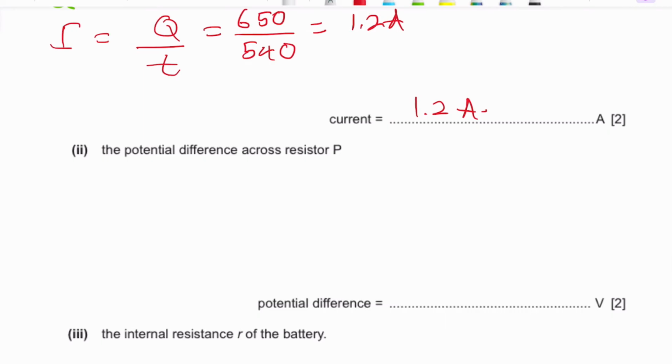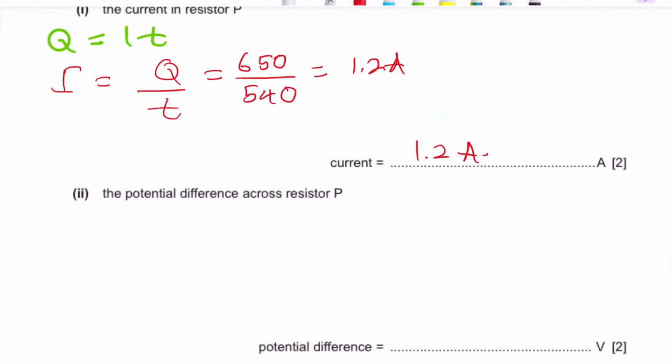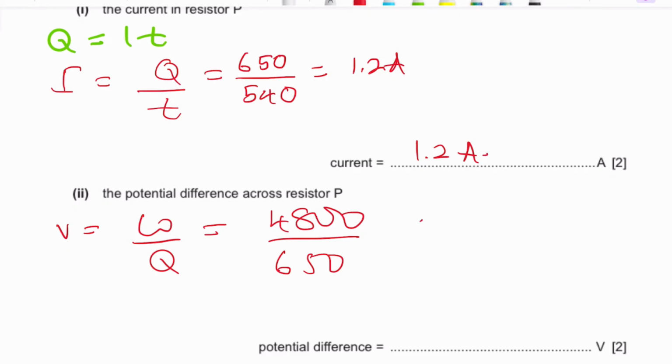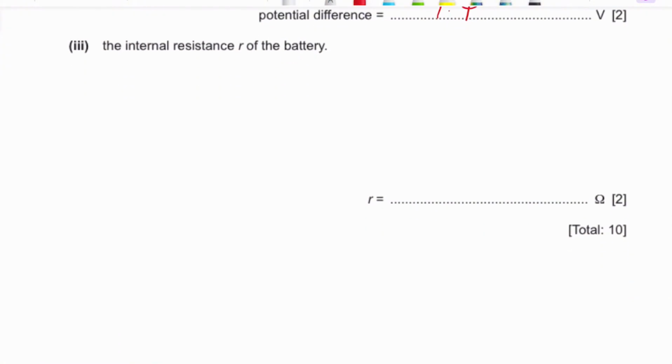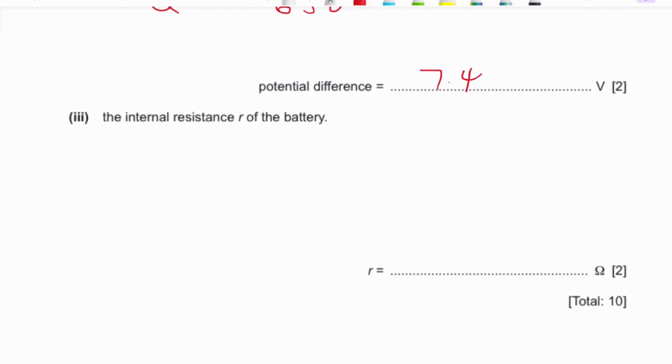The potential difference across resistor P. We know that voltage is actually the work done per unit charge. What work am I doing? 4,800. How much charge do I have? 650. So my voltage will be my work done per unit charge, 4,800 divided by 650. That's about 7.4 volts. Then we're asked to find the internal resistance R.